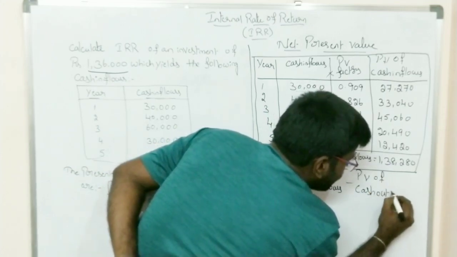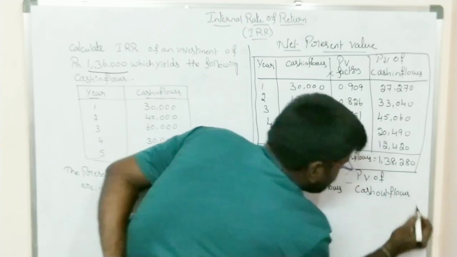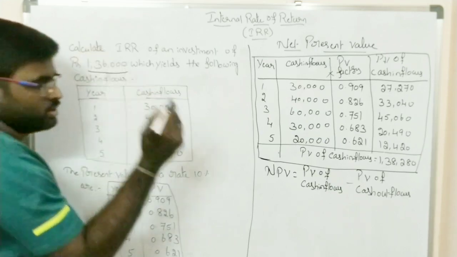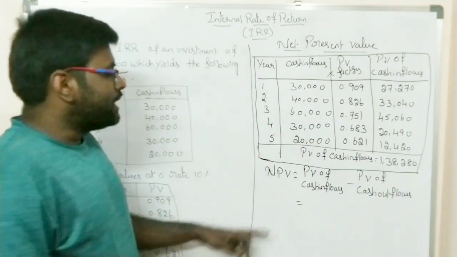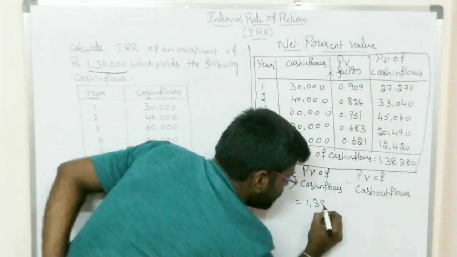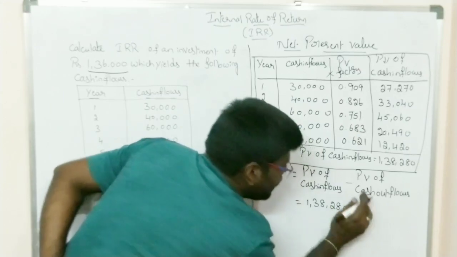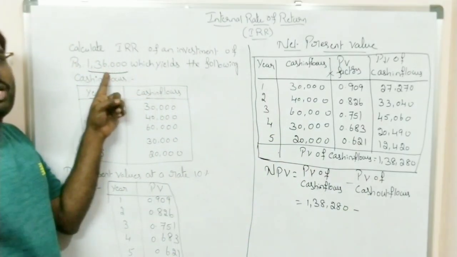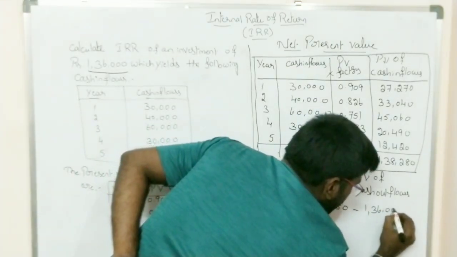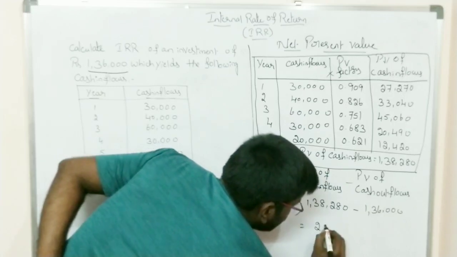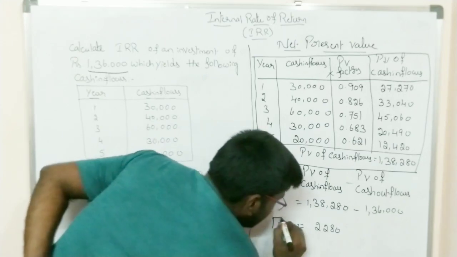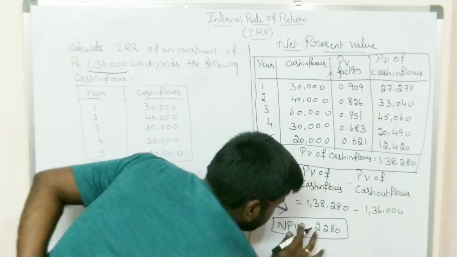Here the cash outflow is nothing but the original investment or initial investment we are making, that is 1,36,000. So now NPV, present value of cash inflows we have calculated is 1,38,280 rupees minus present value of cash outflows, the initial investment, that is 1,36,000. Now the NPV becomes 2,280 rupees. This is the NPV at the given rate of 10%.